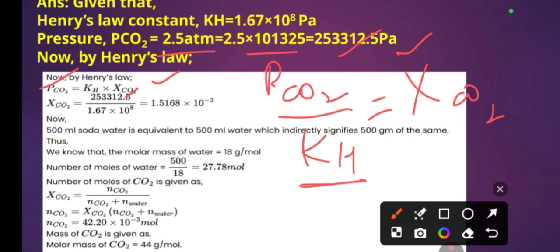Now what is the value of kH? It is also given to you, 1.67 into 10 to the power 8 Pascal. This you can keep here. So the mole fraction of carbon dioxide you can solve this way, then the answer will be this one.